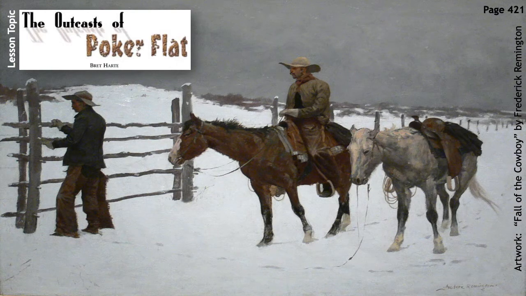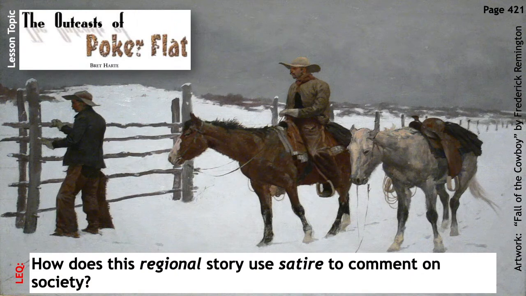Bret Harte had earlier written a very successful story called The Luck of the Roaring Camp. And in The Outcasts of Poker Flat, he's going to bring the most popular character from that one back for another appearance. So in this story that we're going to take a look at today, our lesson essential question is, how does this regional story use satire to comment on society? And I've italicized two key words. One of them is regional.